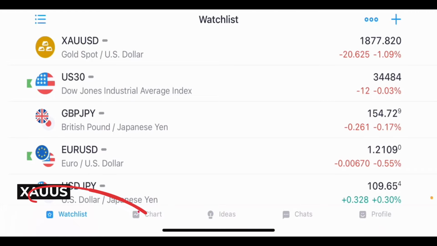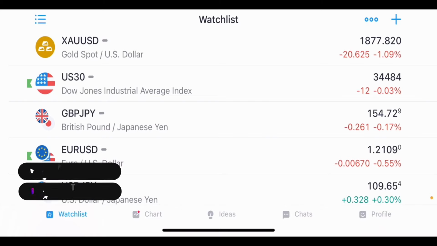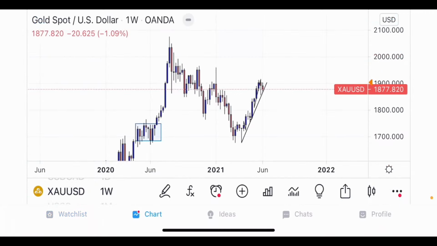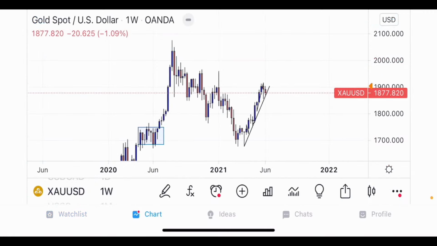Okay, for this video we're going to use TradingView for mobile. I know that many people like to use MetaTrader 4 or 5 because it's available and that's where you trade, but I highly recommend to use TradingView because the built-in functionalities and tools are much more flexible and versatile than MetaTrader 4 and 5, and the charts just look so much better. So we're going to use gold USD spot, and we are in the weekly time frame.